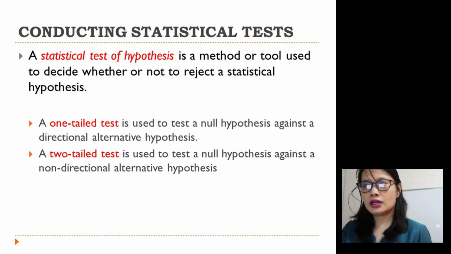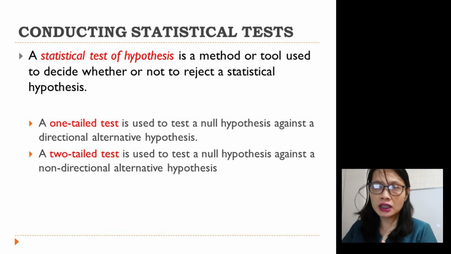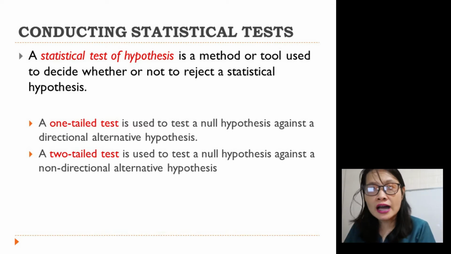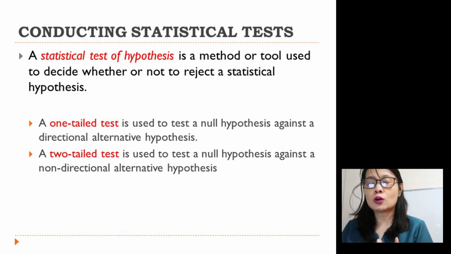A statistical test of hypothesis is a method or tool used to decide whether or not to reject a statistical hypothesis. Okay? We need to use one-tailed test. It's used to test a null hypothesis against the directional alternative hypothesis. And then two-tailed test is used to test the null hypothesis against the non-directional alternative hypothesis. Meaning, if your HA is non-directional, you need to use two-tailed test. Kapag yung HA daw, non-directional, we will be using two-tailed test.